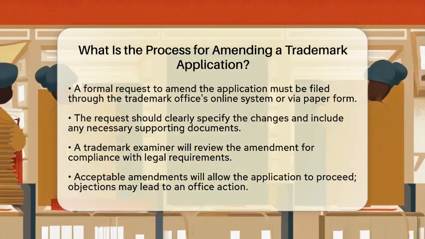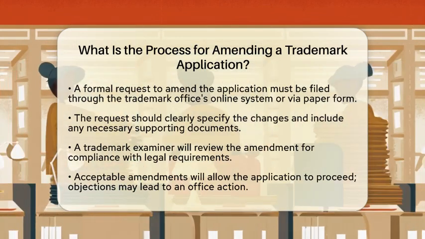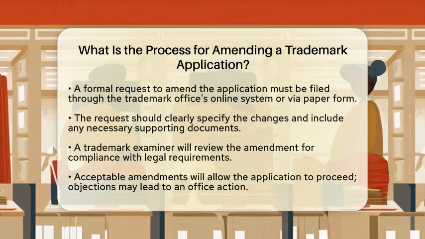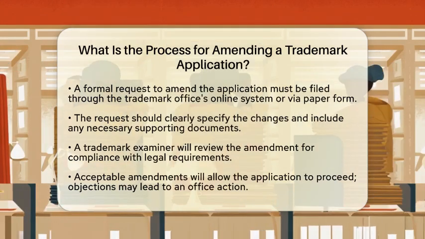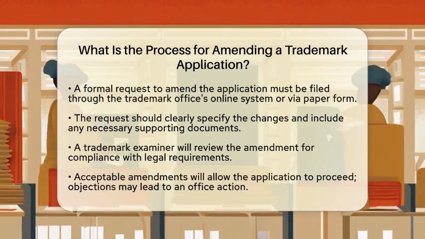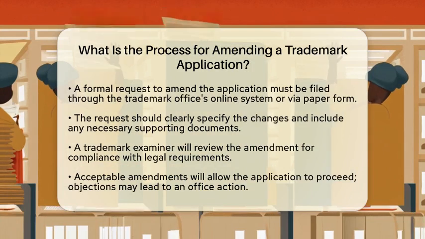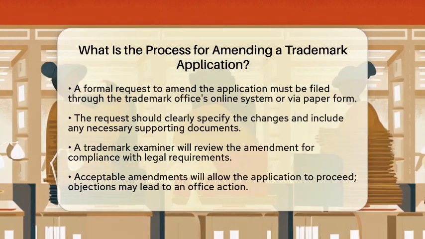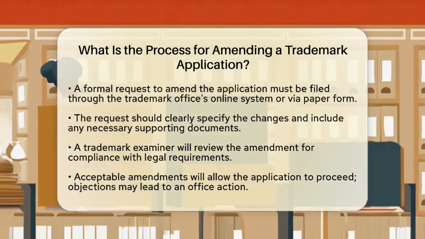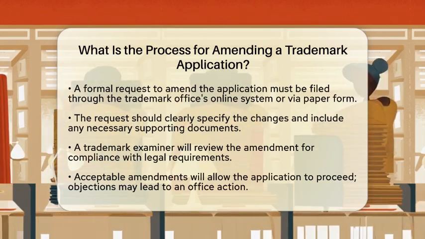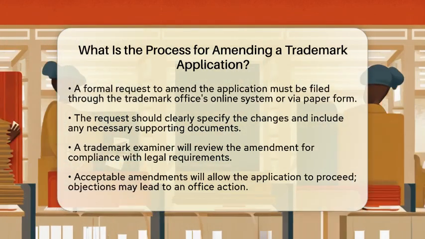Once your amendment request is submitted, a trademark examiner will review it. They will ensure that your amendment complies with legal requirements and does not introduce new issues that could affect your application. If your amendment is acceptable, your application will proceed with the changes you requested. However, if there are objections, you may receive an office action requiring you to respond or provide further clarification.